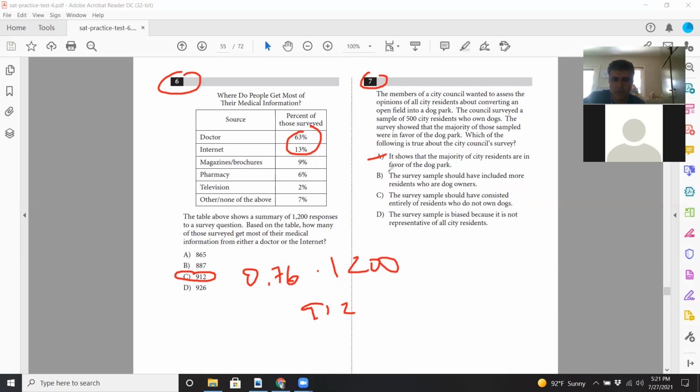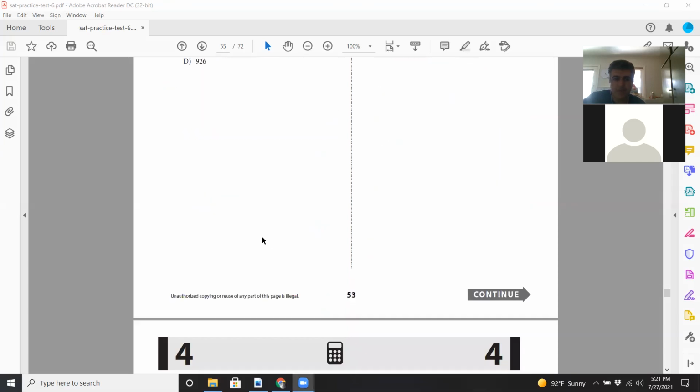The survey sample should include more residents who are dog owners? Well, they did include people who are dog owners, so that doesn't make any sense. The survey should have considered entirely residents who do not own dogs? Would that be biased also? Because then they would say they don't want the dog park. But it is biased because it's not representative of all city residents. So we do ask those kinds of questions about surveys and samples.